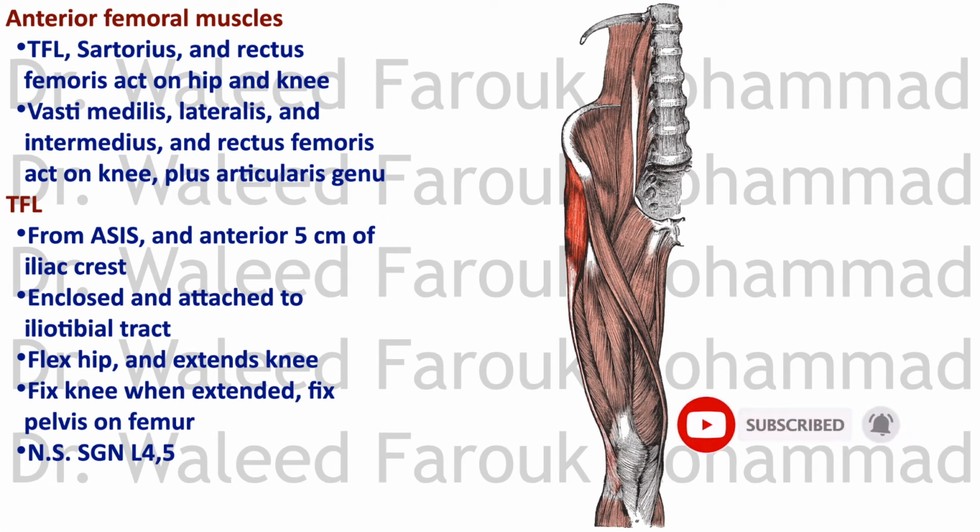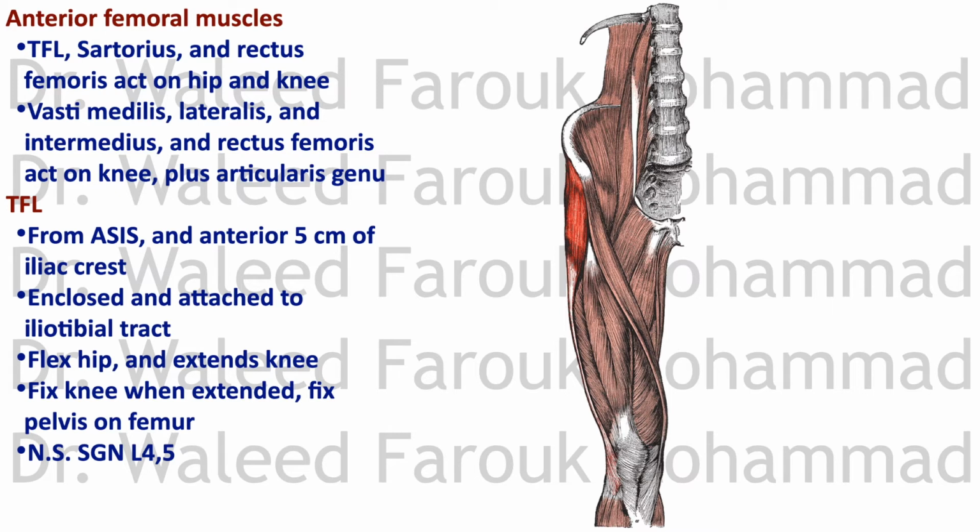The anterior femoral muscles: tensor fasciae latae muscle and the Sartorius and the rectus femoris act both on hip and knee, while the vastus medialis, lateralis, and intermedius and rectus femoris act on the knee. And there is also another muscle called the articularis genu, which acts on the synovial membrane of the knee.